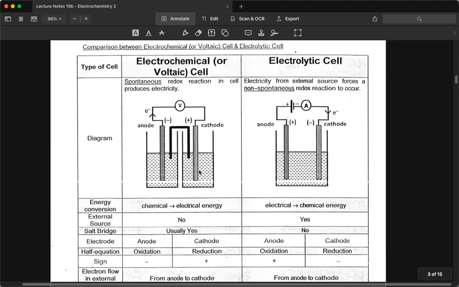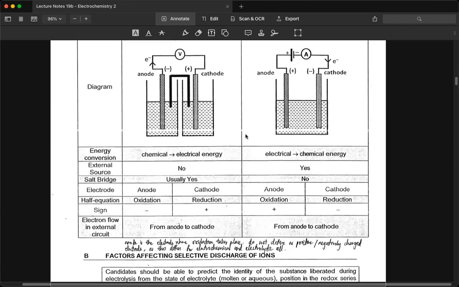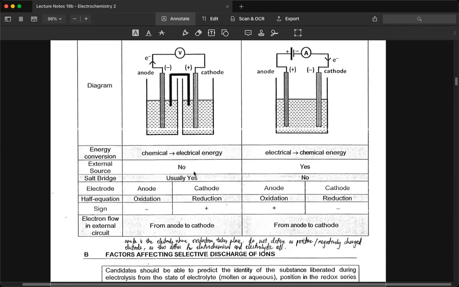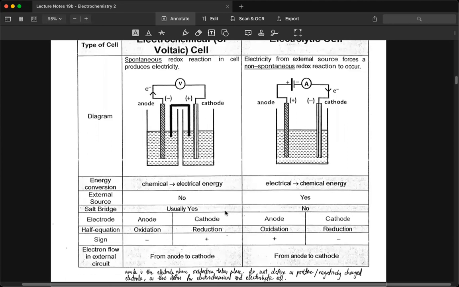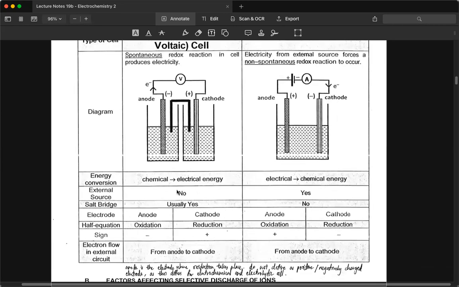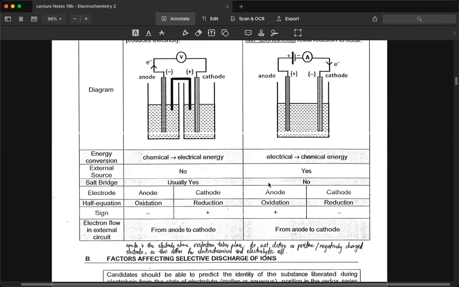Now, let's compare between the two types of cells. For the electrochemical cell, we have spontaneous redox reactions. And for the electrolytic cell, it's a non-spontaneous reaction. Non-spontaneous doesn't mean it will not occur. It just needs external assistance. And this comes from the electricity of the external source that forces the reaction to occur. And these are the energy conversions. For the electrolytic cell, the external source is required, but it's not required for the voltage cell. We will need a salt bridge in the voltage cell, but not so for the electrolytic cell.